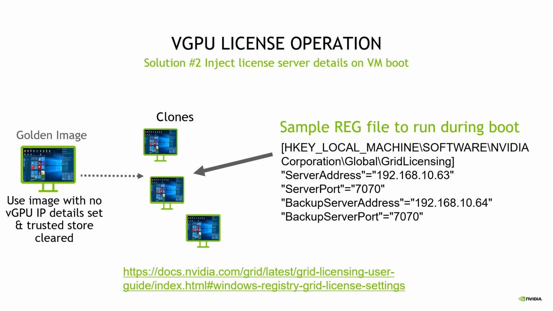The other way of doing it, which is slightly more involved but actually gives you a bit more flexibility, is to not only delete the trusted store but also delete the IP address details that you entered for the NVIDIA license server before you seal that image, and then inject those license server details during the virtual machine boot using something like group policy or a reg file. And I've just called out an example there of the registry settings that you need to set. It's all documented, so if you need further information, please go to the link down the bottom.